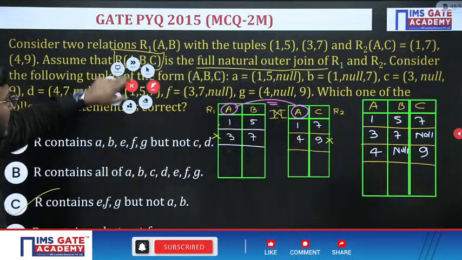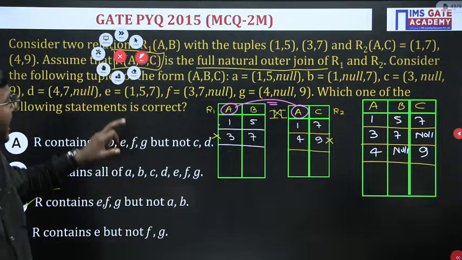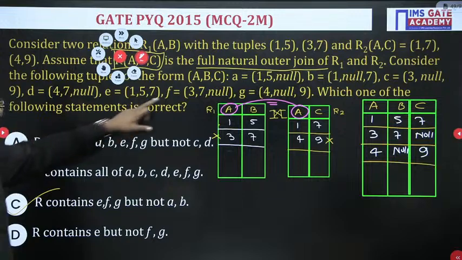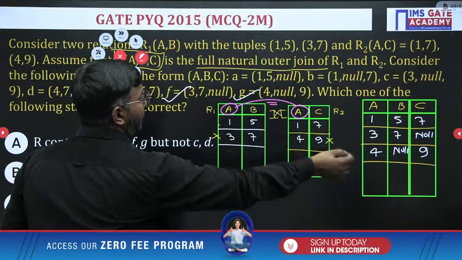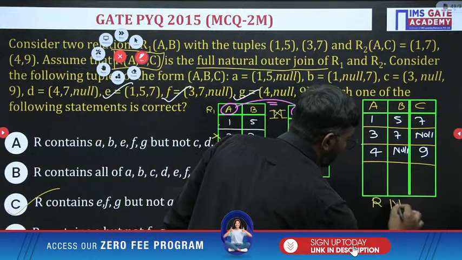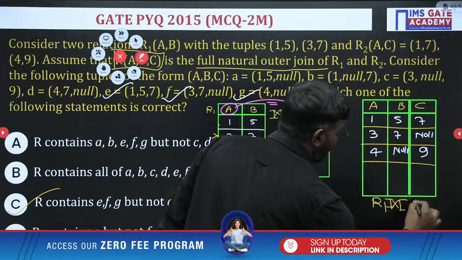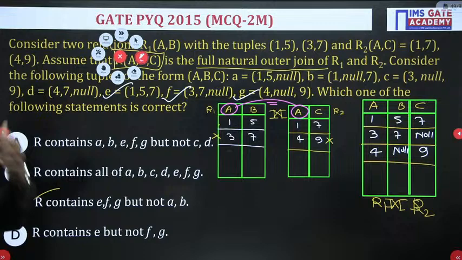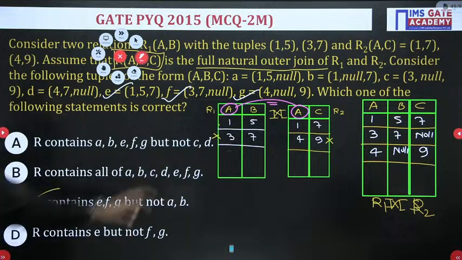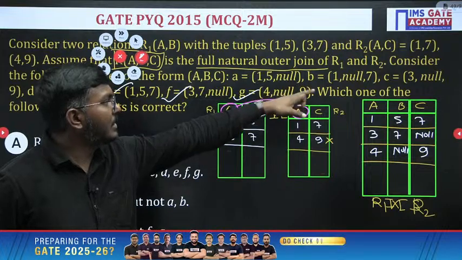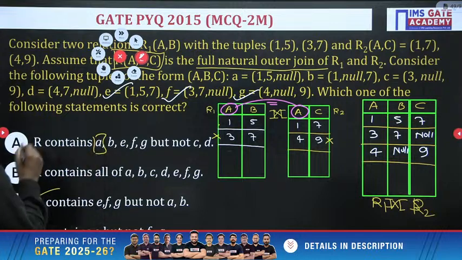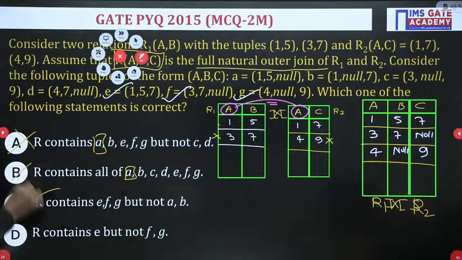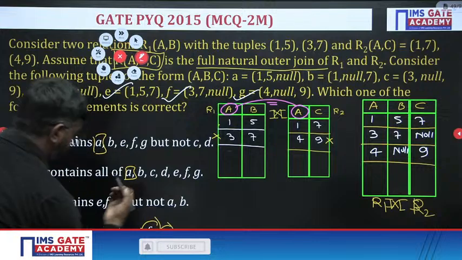So if you see here, again option C means E, F, G. E is 1, 5, 7, true. F is 3, 7, null, yes. G is 4, null, 9, yes. It means all three are in the result of R full outer natural join S, or R1 and R2. Done. But A and B are not: A is 1, 5, null, not in the result, and B is 1, 9, 7, not here. So C is true, and the remaining are incorrect. A is not in R, so option A is incorrect. Option B is incorrect. For E, R contains E but not F, G: no, F is there and G is also there, so D is also incorrect.